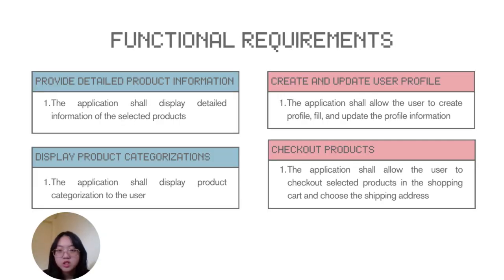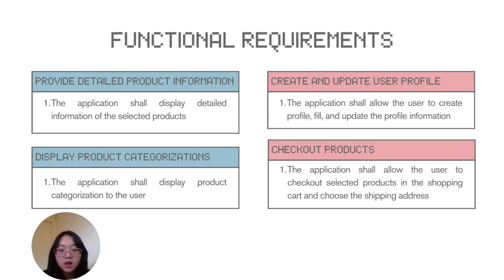Here are the functional requirements for the Serenora Clothing Store mobile application. First, provide detailed products information. The application shall display detailed information of the selected products, like product size, product color, and other additional information. And then display product categorizations. The application shall display product categorization to the user.